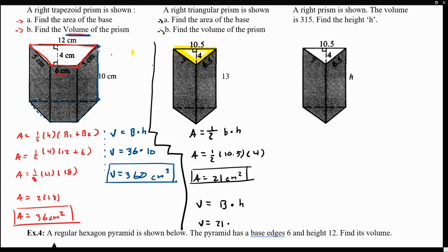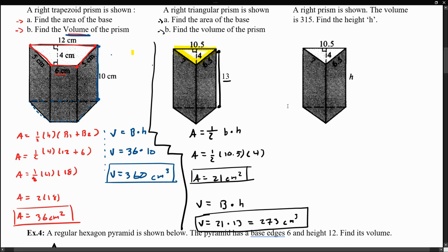Now the height seems to be 13. So therefore, the volume of this prism is 273 centimeters cubed. And regardless of what the base is, you just find the area of the base and then multiply it by the height and you will always get the volume of a prism. So that's just for a prism.